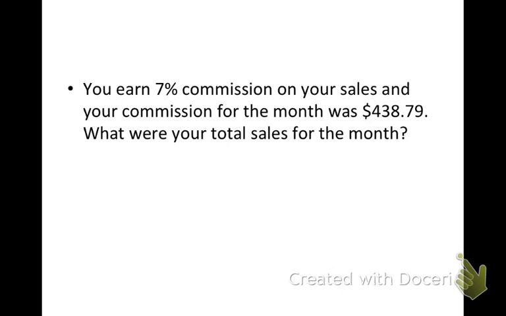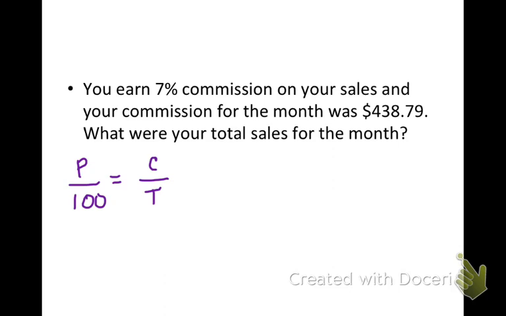In this example, you're going to earn 7% commission on your sales, and your commission for the month was $438.79. So now we need to know the total sales. When we were solving the proportion in the last few examples, hopefully you realized that we had a proportion that looked like this. We had your percent over 100 equal to your commission over the total sales, or the whole. The commission was the part, and the total sales was the whole amount.